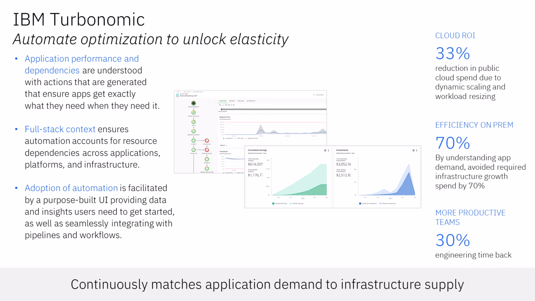Applications need resources in order to run. The IBM Turbonomic platform makes complex resourcing decisions to ensure that all the applications in a client stack get exactly what they need to perform. It continuously matches application demand to infrastructure supply, accounting for resource needs and dependencies across the full stack from application to platform to hardware. And it does this at decision rates that exceed human scale.